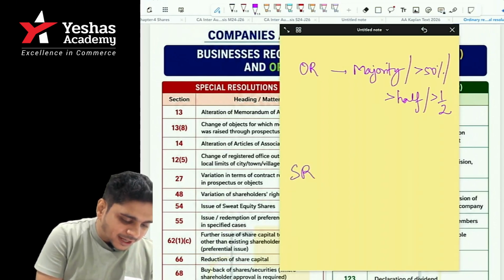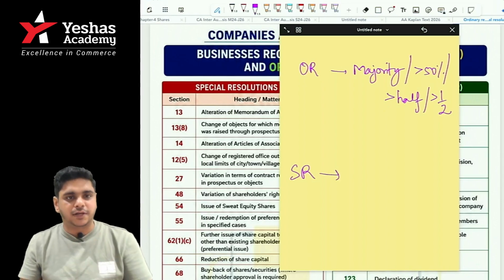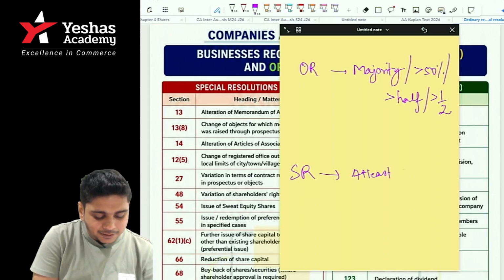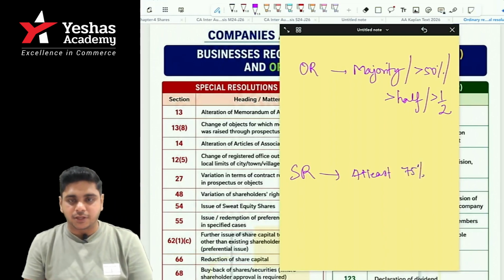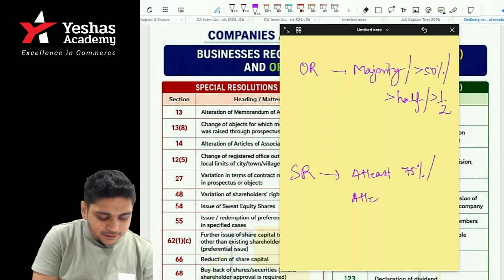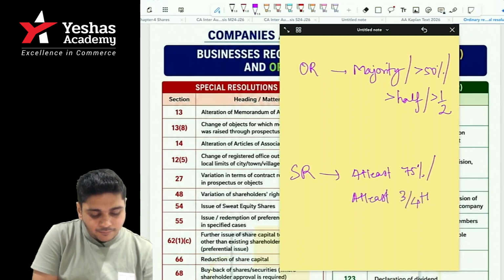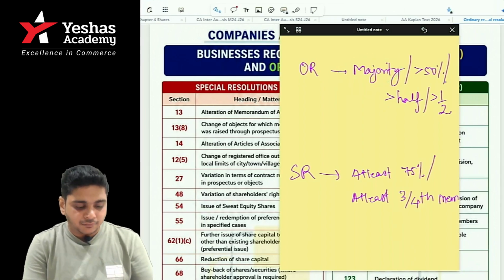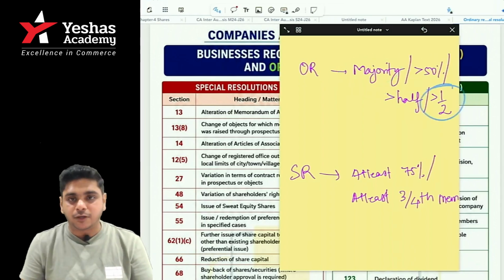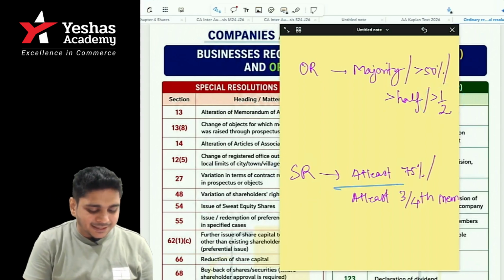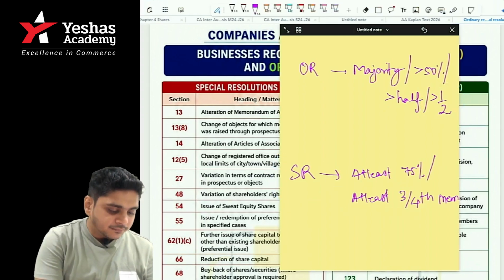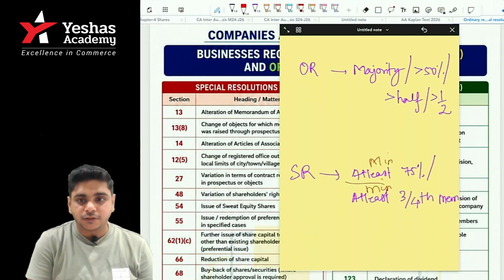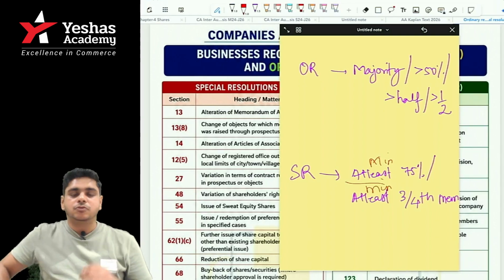Now, whenever we talk about SR, that means special resolution. At least 75% is required, or I would say at least 3/4 of the members' approval is required. So here for OR it is more than 50%, more than half, more than 1 by 2. It's 'more than'. For SR we say 'at least', that means basically minimum 75% is required, minimum 3/4 is required. This is minimum. So this is your basics.